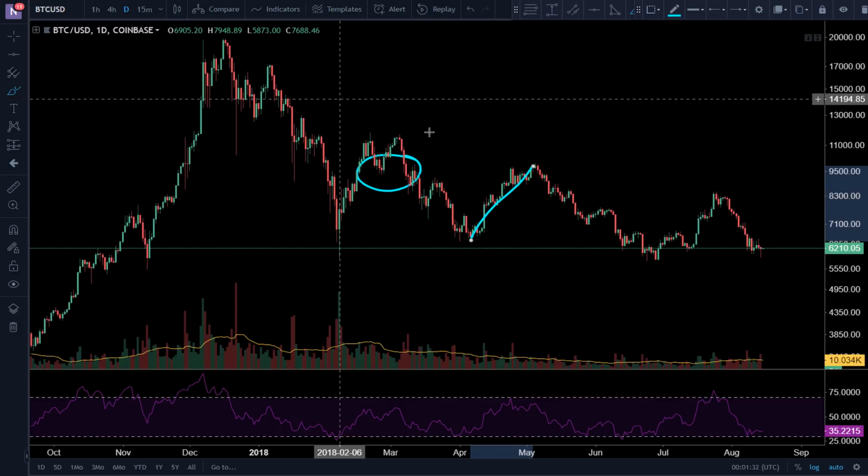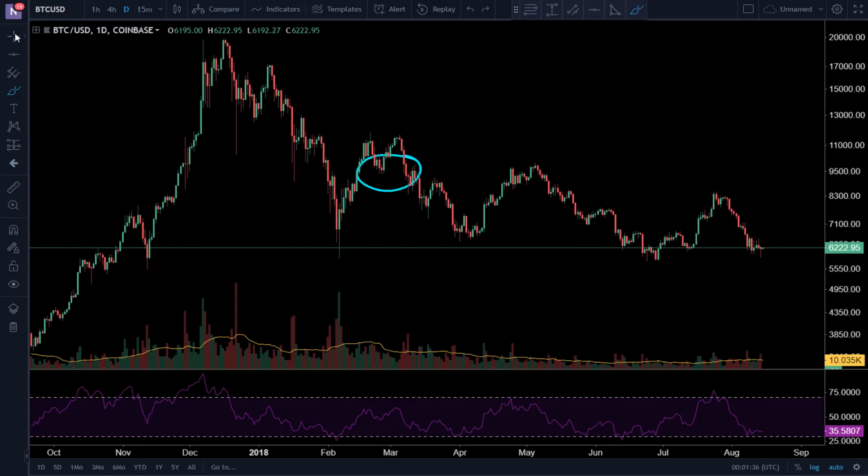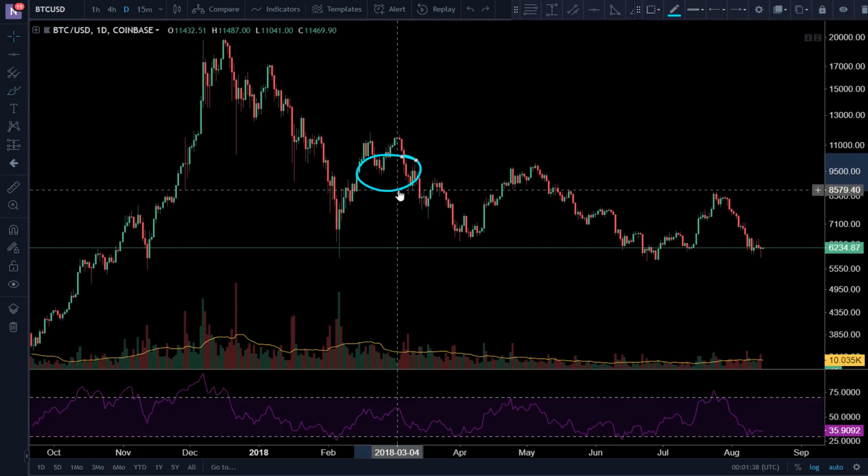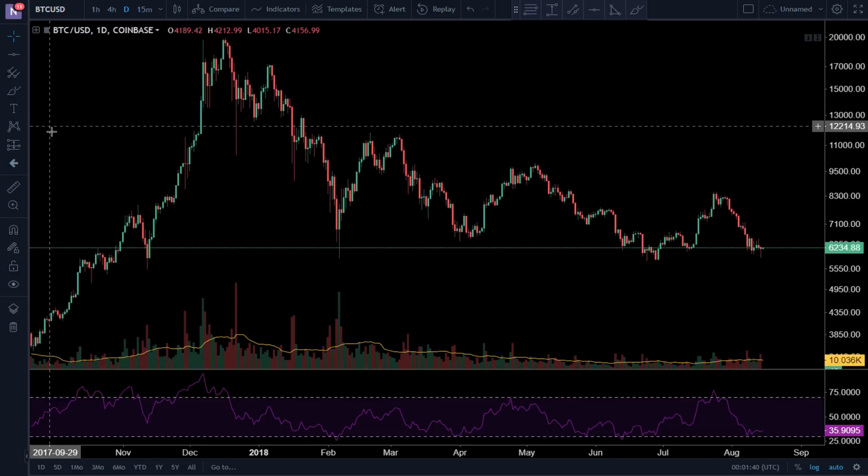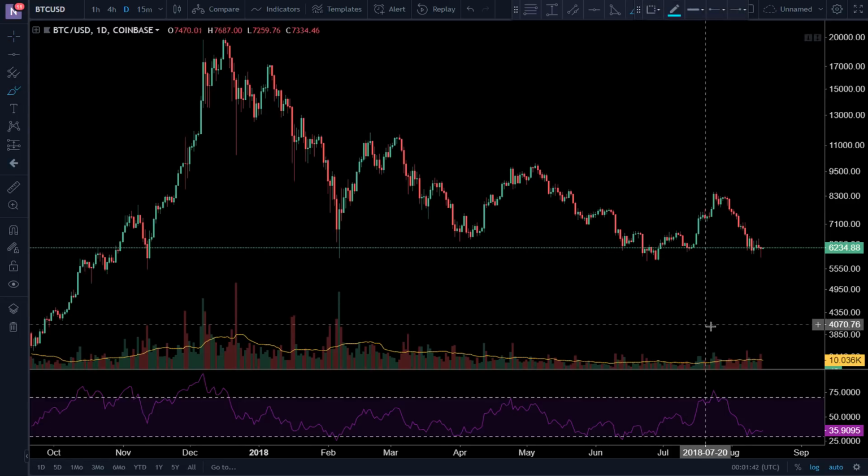What's happening is we aren't seeing accumulation. We're actually seeing the opposite. People are selling their Bitcoin. Bitcoin is being sold off right now because of the fact that we have so many longs that are trapped. People are looking to get out.